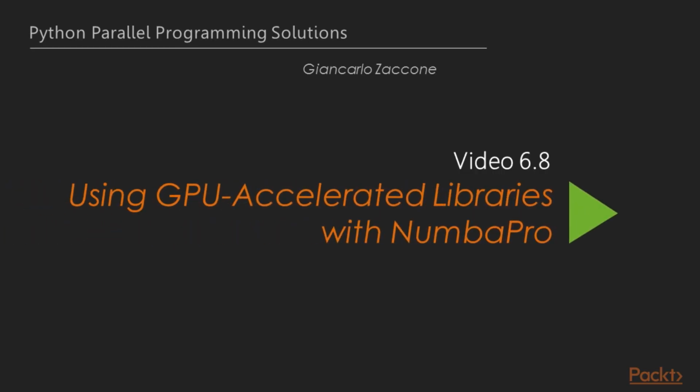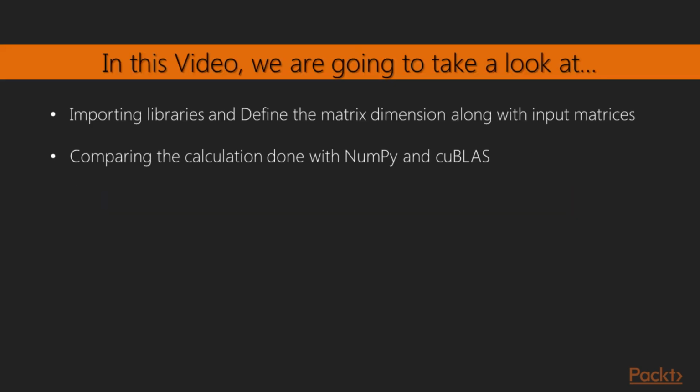In the previous video, we saw GPU programming with Numba Pro. This is the 8th video, using GPU-accelerated libraries with Numba Pro. In this video, we'll first import libraries and define the matrix dimension along with input matrices. Further, we'll compare the calculation done with NumPy and cuBLAS.